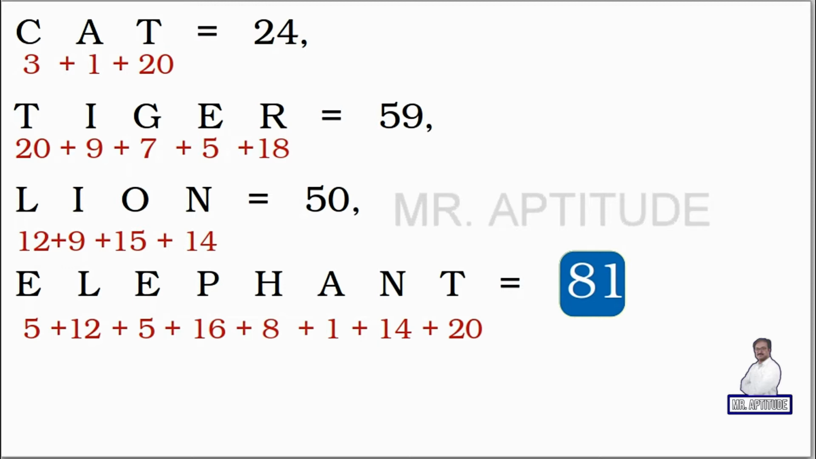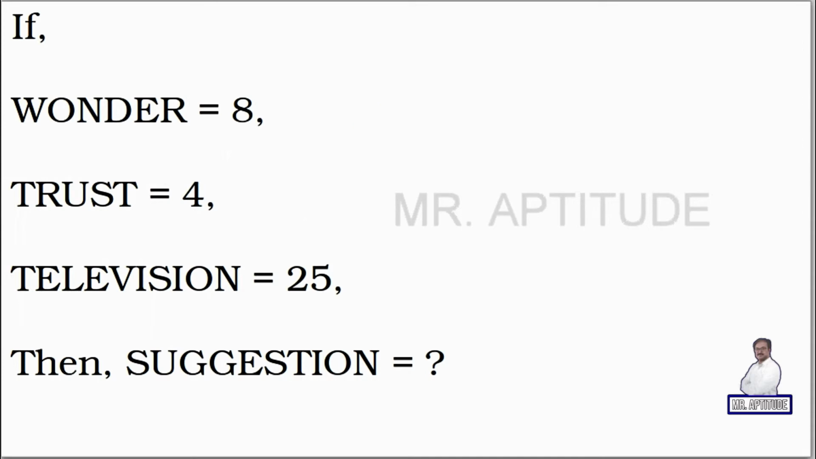As this is an easy question, you will hardly find these kind of questions in your exam. Let us look at another question now. If wonder equal to 8, trust equal to 4, television equal to 25, then suggestion equal to, that's the thing what we have to find now.